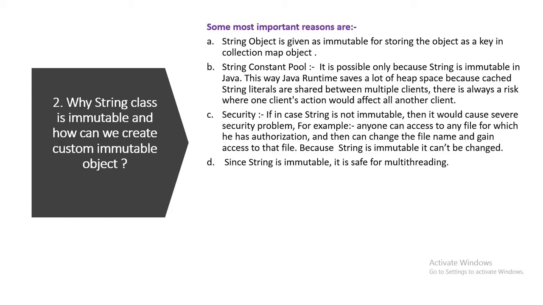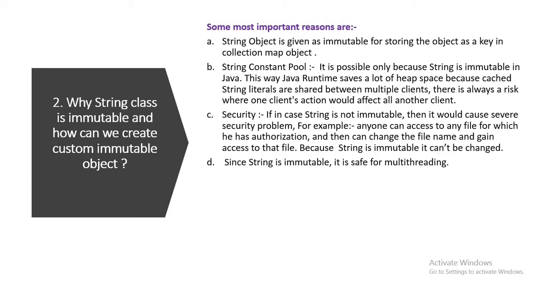The next point is the string constant pool. It is possible only because String is immutable in Java. This way the Java runtime saves a lot of heap space because cached string literals are shared between multiple clients. Otherwise there would be a risk where one client's action would affect all other clients. Whenever we create an object with a string literal, it is created in the pool area. If I create one more string object with the same value, it will not create another object, it will just reference the same object. I'll show you how exactly it works on the next page.